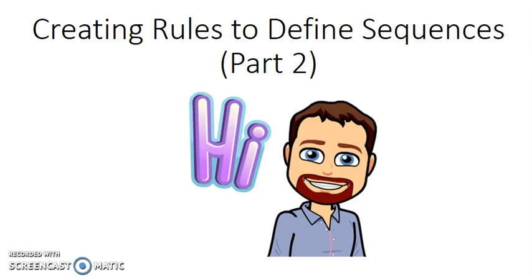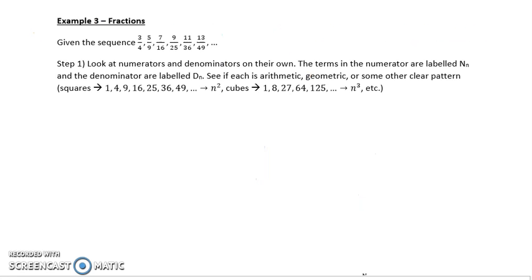So far we've looked at 2 rules to define sequences, and now we're going to look at 3 more in this second part. Our third example is fractions. Given the following sequence, what we want to do is determine some type of recursive formula, or even better, a general term. Specifically, it's going to ask us here to find a general term.